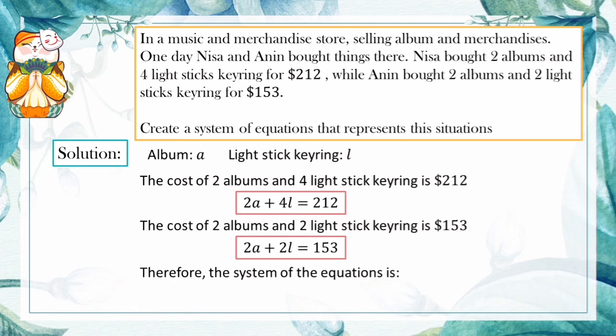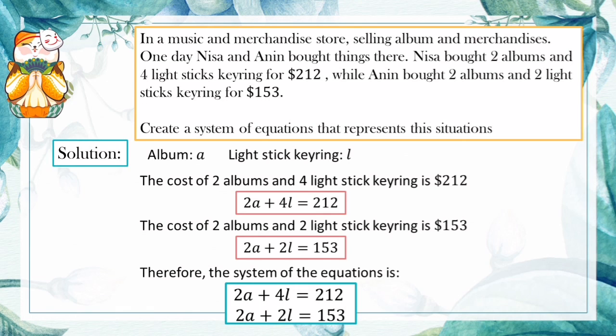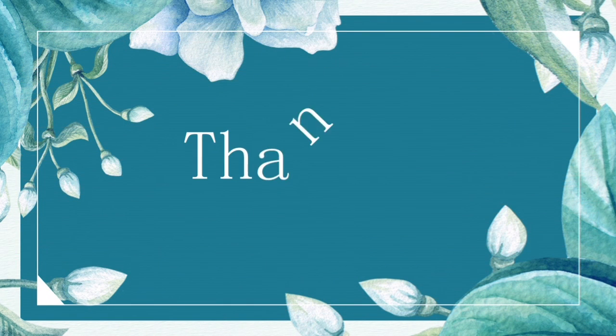Therefore, the system of equations is 2 times A plus 4 times L equal to 212. Second equation is 2 times A plus 2 times L equal to 153.